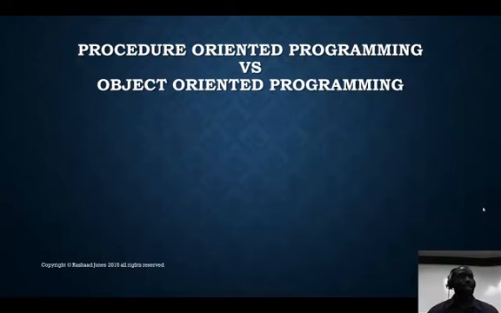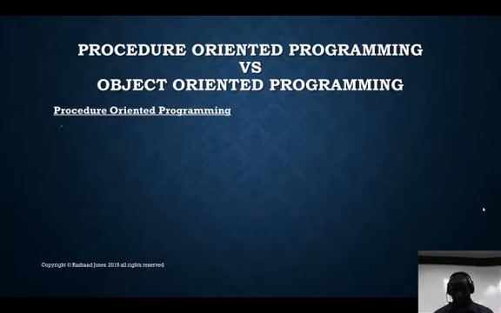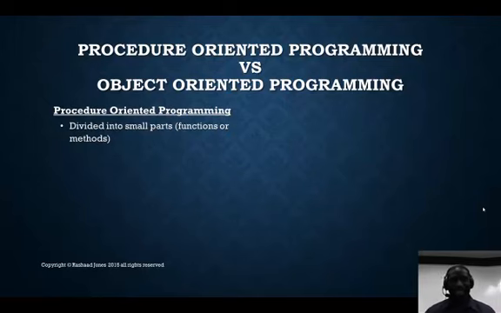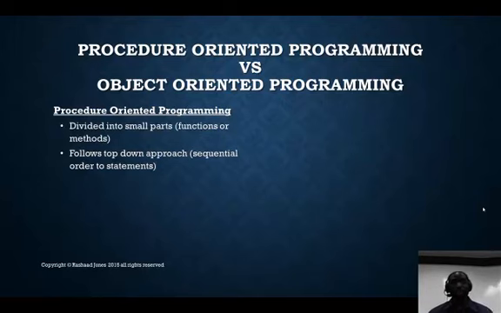Now, let's compare procedure-oriented programming, which I've heard called POP in certain places, with object-oriented programming, which is also called OOP. Procedure-oriented programming is divided into small parts. If you recall what we did back in 2301, we have functions, or methods in Java, and in C they're called functions. It follows a top-down approach, so there is a sequential order to statements. It's ideal for small and simple programs in most cases.